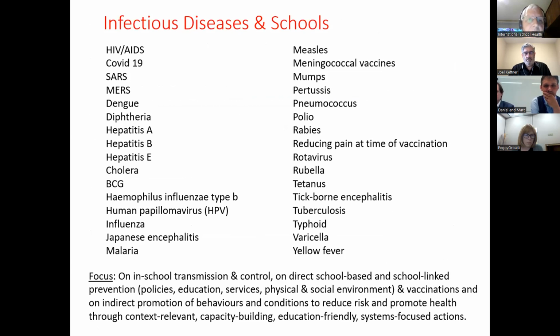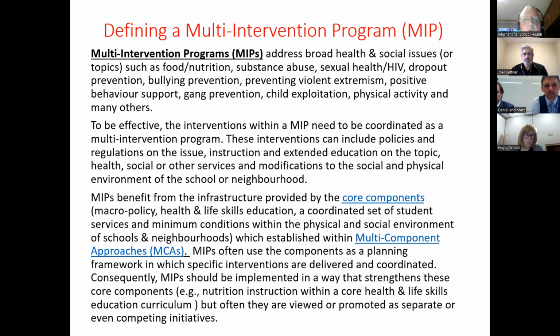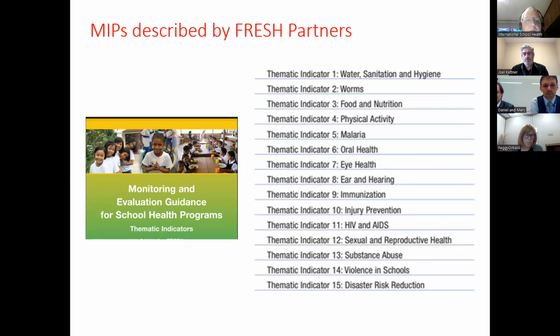The list of infectious diseases is many, and they're not treated in the same way, but the prevention activities in the school are often very similar. We use the term multi-intervention program to describe a set of interventions like this. It's a jargon that we've tried to develop to clarify as being distinct from a healthy schools program, which is a combination of these kinds of multi-intervention programs on different issues. And in the FRESH framework, the FRESH partnership is a group of UN agencies, NGOs, and donor organizations, and we've developed 15 different multi-intervention programs on different themes, and some of them relate to infectious diseases.